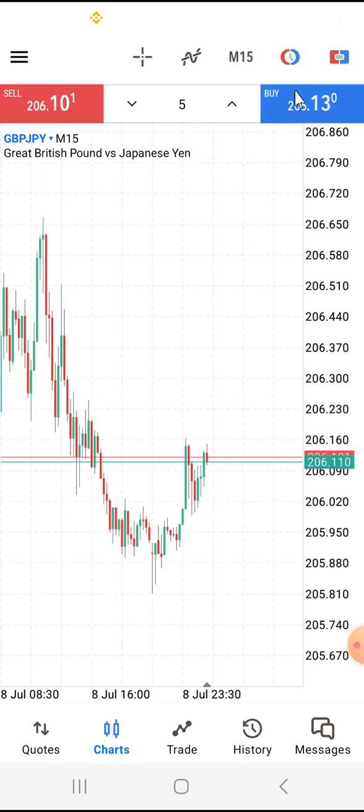Let's go back to here. You see, the buying price is always higher. You see 206.13, this is 206.10, so this buy is higher than the sell. Okay, meaning that the bid price is higher than the ask price, and the difference between the two is the spread. Like I said, that is the spread, and that is the profit the brokers make.